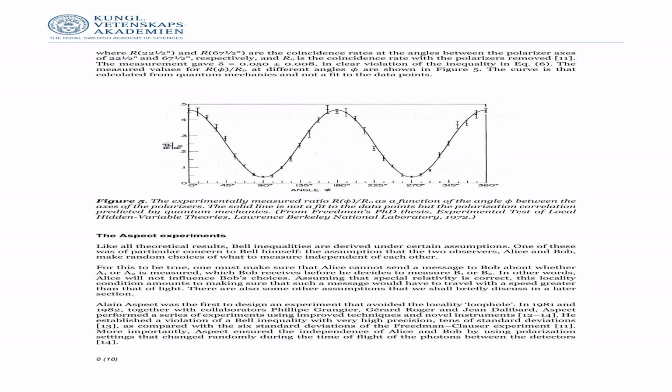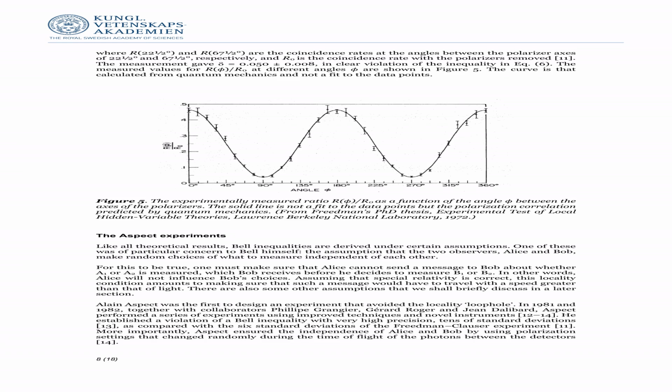The Aspect experiments. Like all theoretical results, Bell inequalities are derived under certain assumptions. One of these was of particular concern to Bell himself, the assumption that the two observers, Alice and Bob, make random choices of what to measure independent of each other. For this to be true, one must make sure that Alice cannot send a message to Bob about whether A1 or A2 is measured, which Bob receives before he decides to measure B1 or B2. In other words, Alice will not influence Bob's choices. Assuming that special relativity is correct, this locality condition amounts to making sure that such a message would have to travel with a speed greater than that of light. There are also some other assumptions that we shall briefly discuss in a later section.